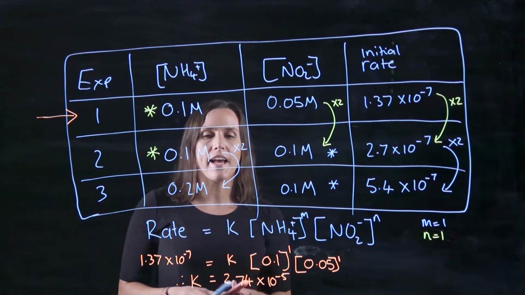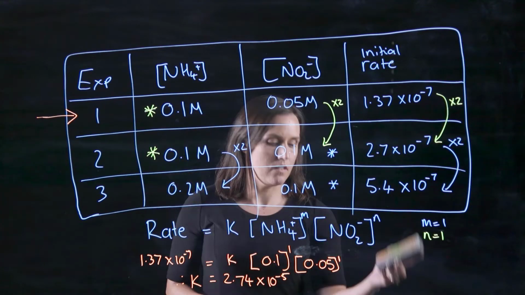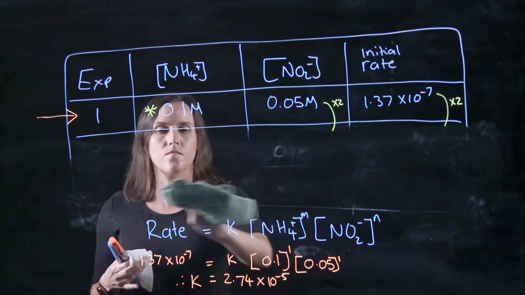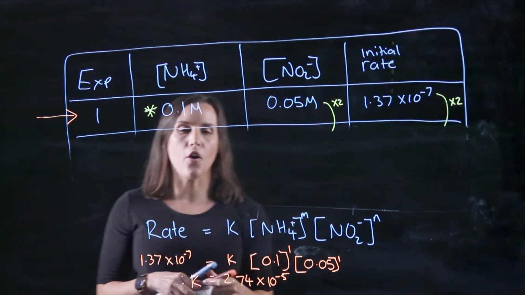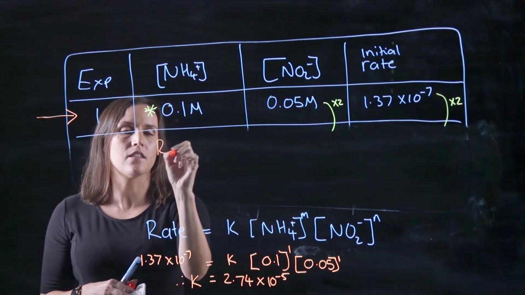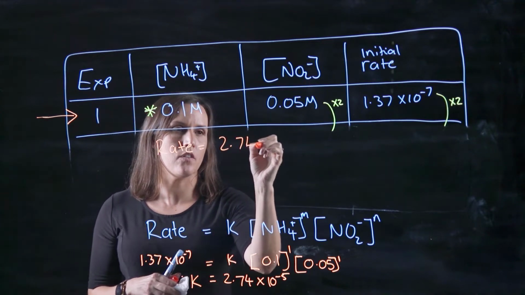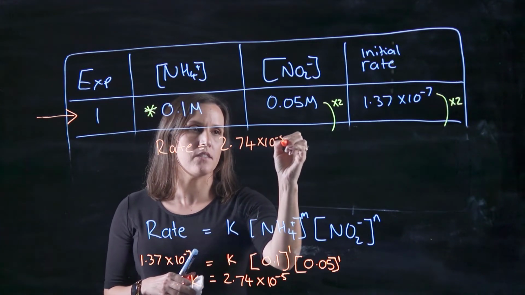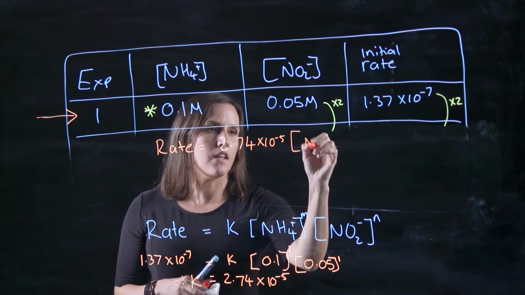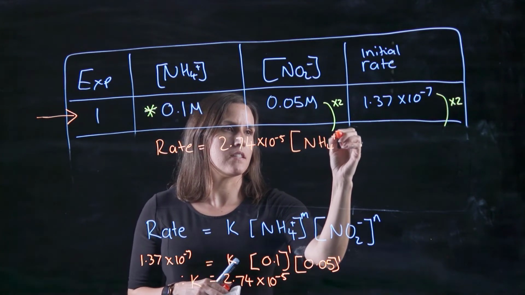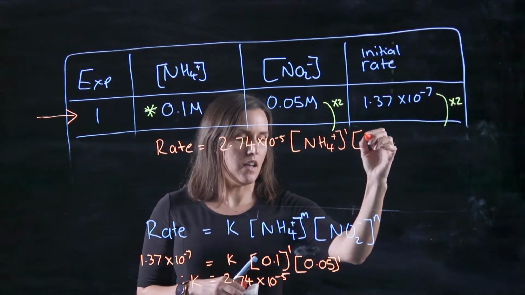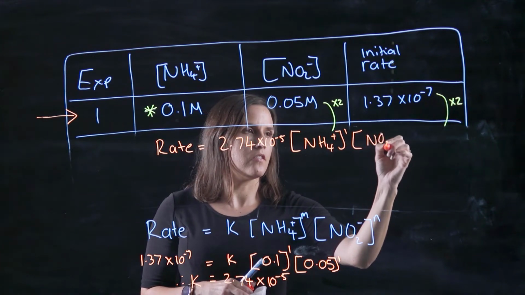So then we can write out our whole rate law. So the whole rate law there would be the rate equals 2.74 by 10 to the minus 5 NH4 plus and NO2 minus.